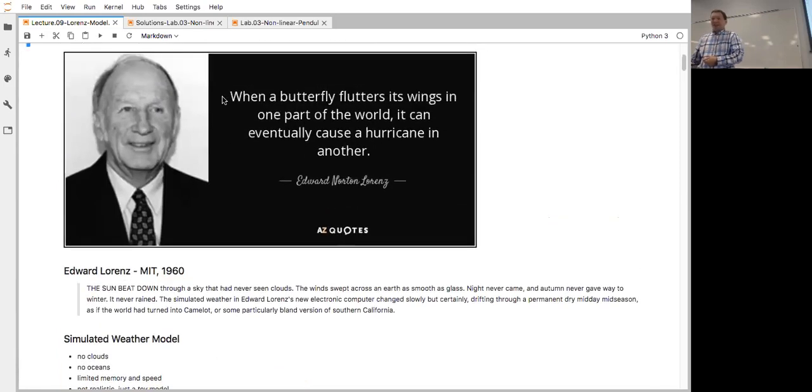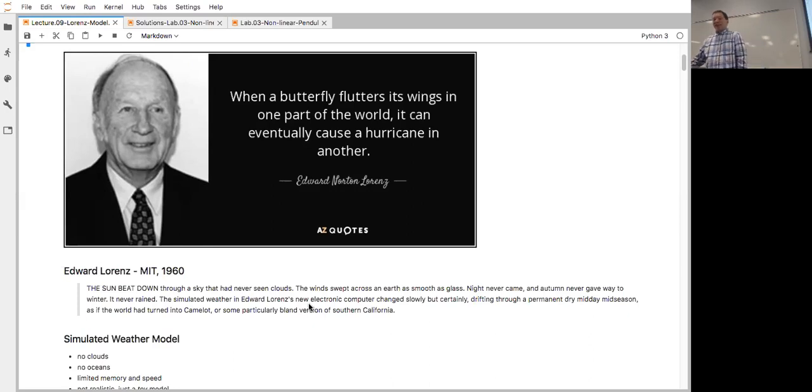Okay, so first of all, Ed Lorenz. That's this fellow right here. This is obviously taken later on in life. Earlier on in life, Ed Lorenz was working at MIT. James Gleick writes, "The sun beat down through a sky that never had seen clouds. The wind swept across an earth as smooth as glass. Night never came, and autumn never gave way to winter. It never rained." The simulated weather in Edward Lorenz's new electronic computer changed slowly but certainly, drifting through a permanent dry mid-season, as if the world had turned in Camelot, or in some particular bland version of Southern California.